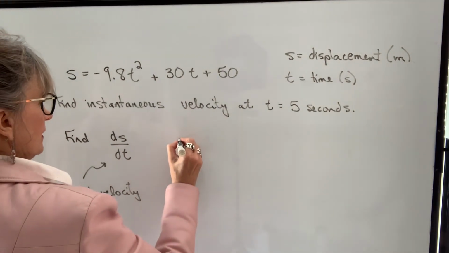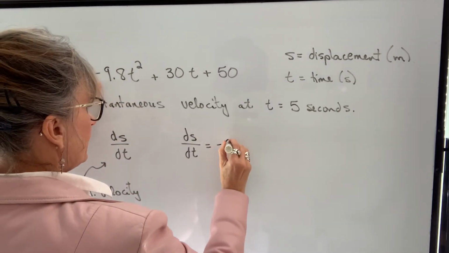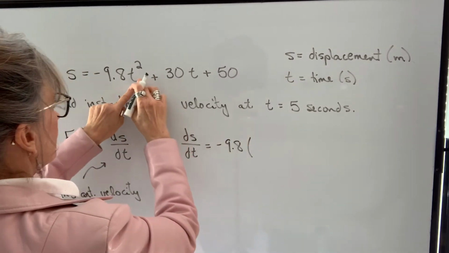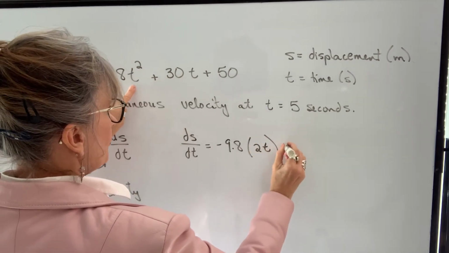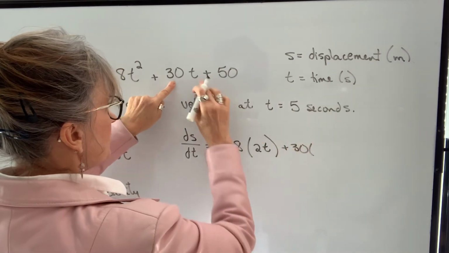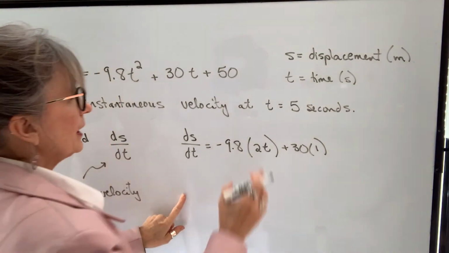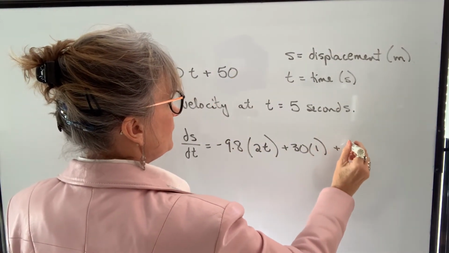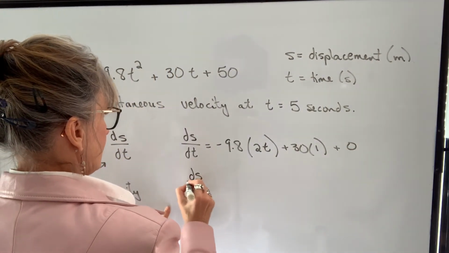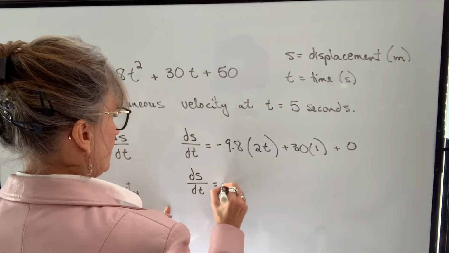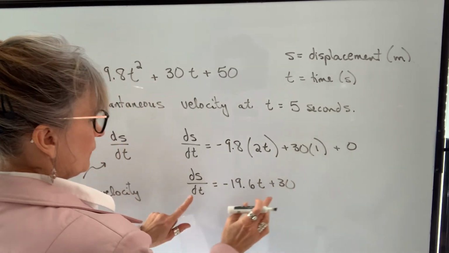So ds dt will be equal to negative 9.8 times the derivative of t squared, which is 2t, plus 30 times the derivative of t. Hopefully you're comfortable with me just putting a 1 there. T to the 0 is 1. Plus the derivative of 50, it's a constant by itself, so it's 0. So we would say ds dt would equal negative 19.6t plus 30. So here's the expression for instantaneous velocity.